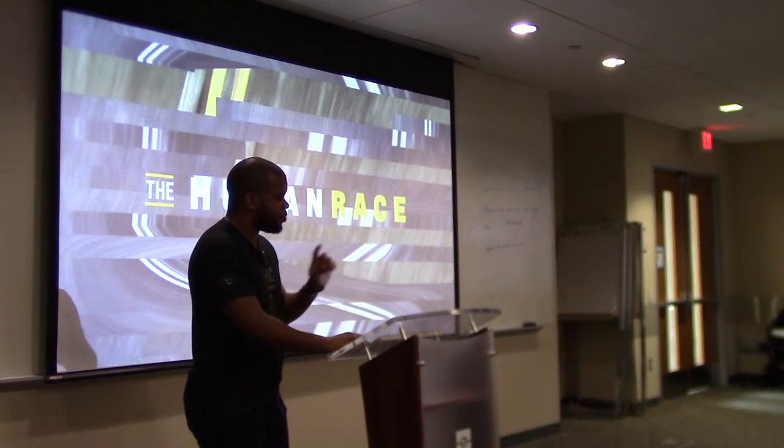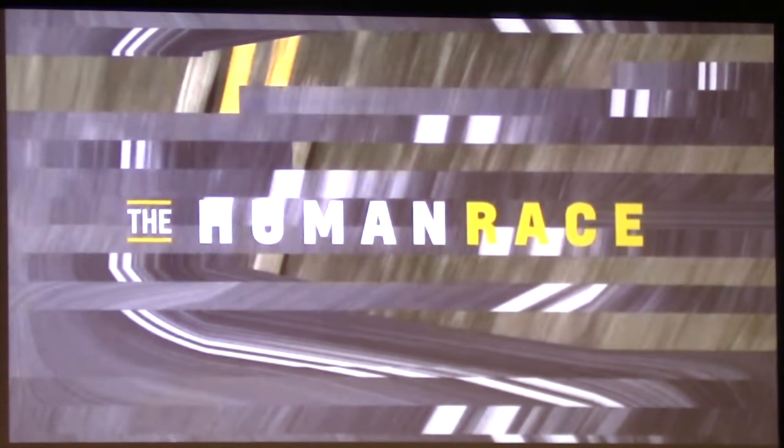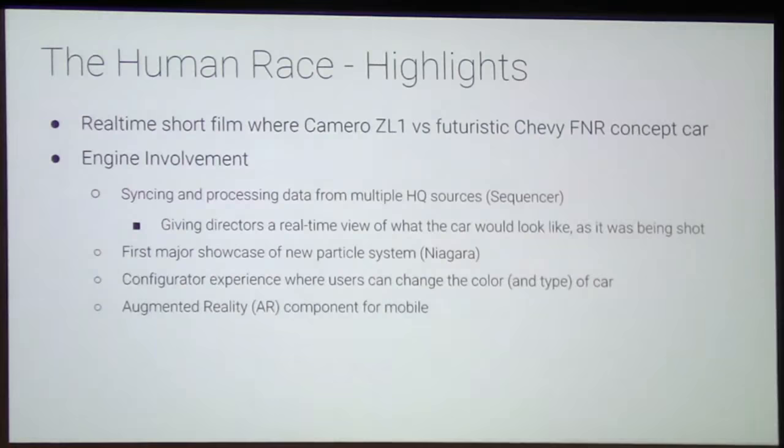So now I want to talk a little bit more in depth about the Human Race, because we talked a lot about cars and car configurators being a major piece of a major industry that's driving the Unreal Engine. Before I show you a video, I just want to give a high-level overview. It's a project that we worked on with The Mill, which is basically an ad agency, and Chevrolet, to showcase both Chevy's Camaro ZL1 racing against their concept car, the FNR, which is a futuristic concept car that they've come up with. Where the engine was used primarily was for Sequencer, which is essentially taking multiple data input sources.